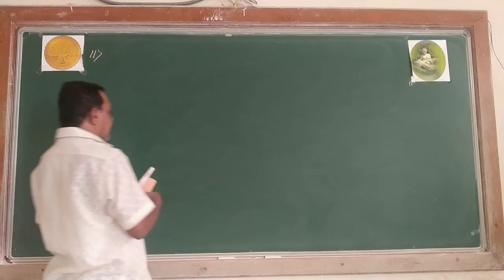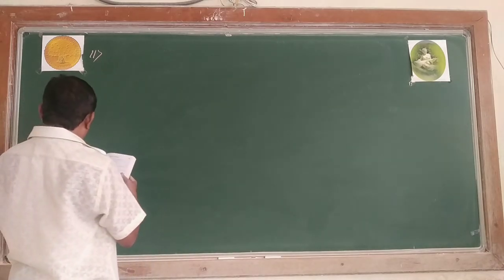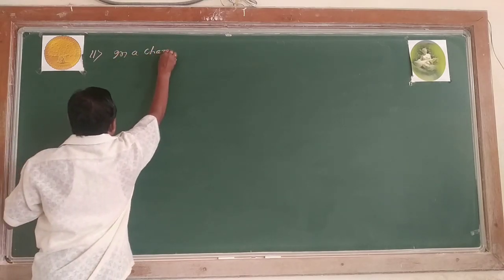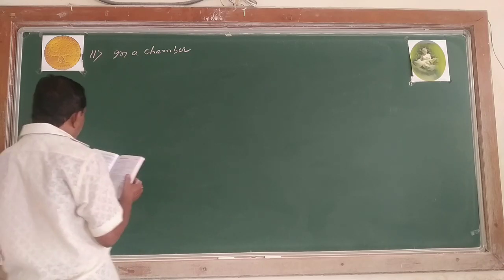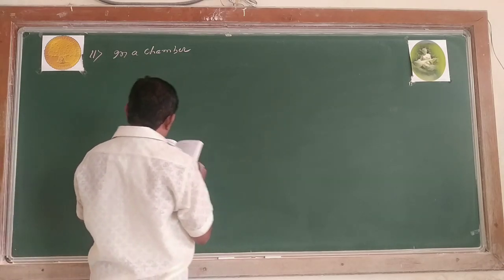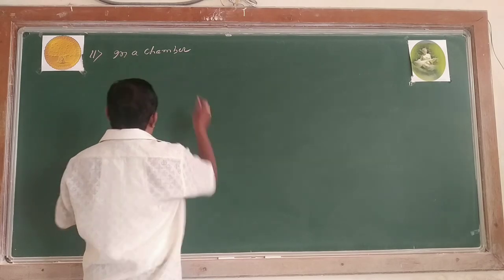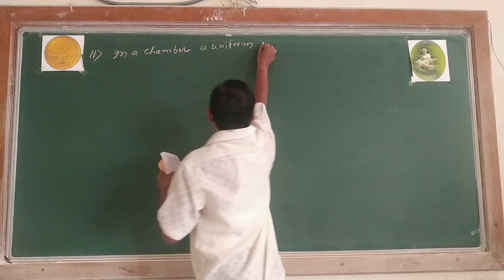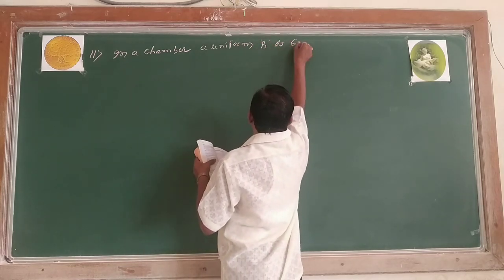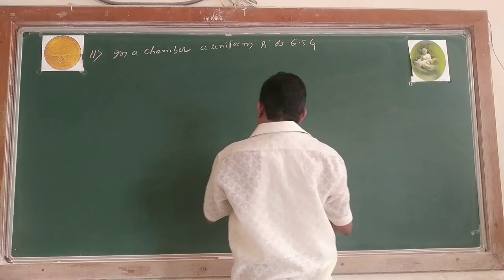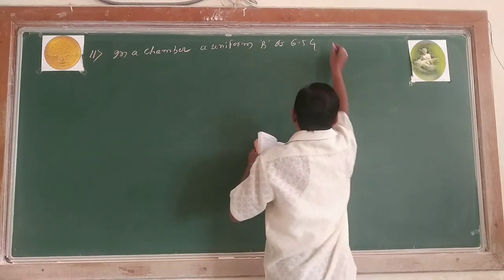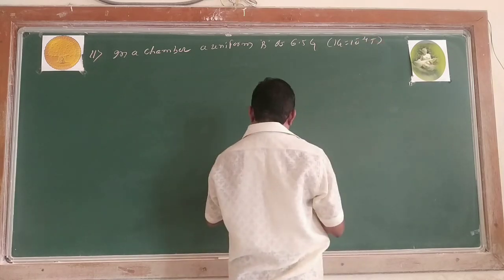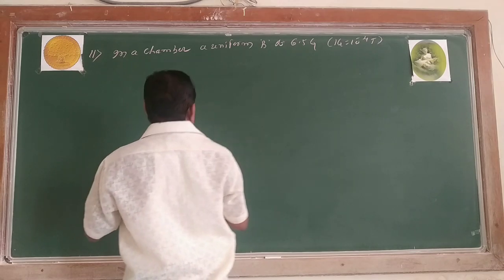Next one, 11th problem. In a chamber, a uniform magnetic field of 6.5 Gauss is maintained. He has given 1 Gauss equals 10 to the power of minus 4 Tesla.